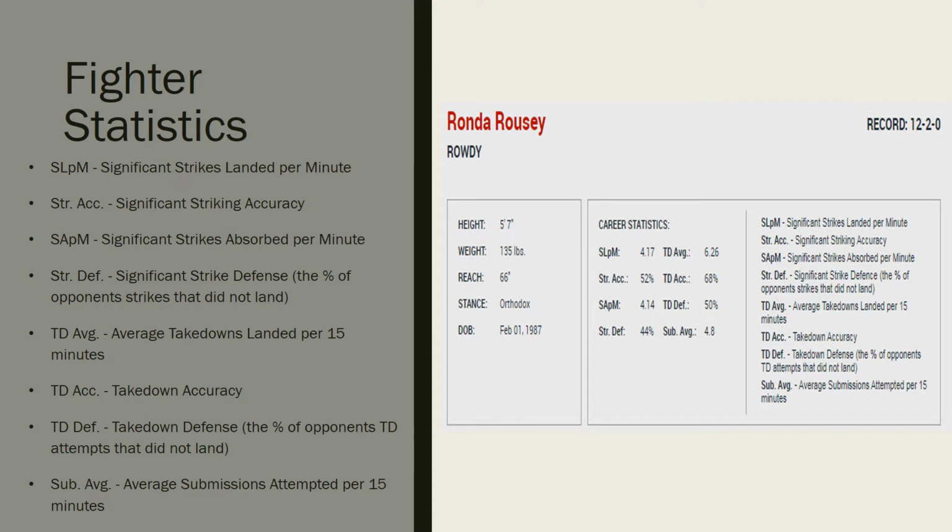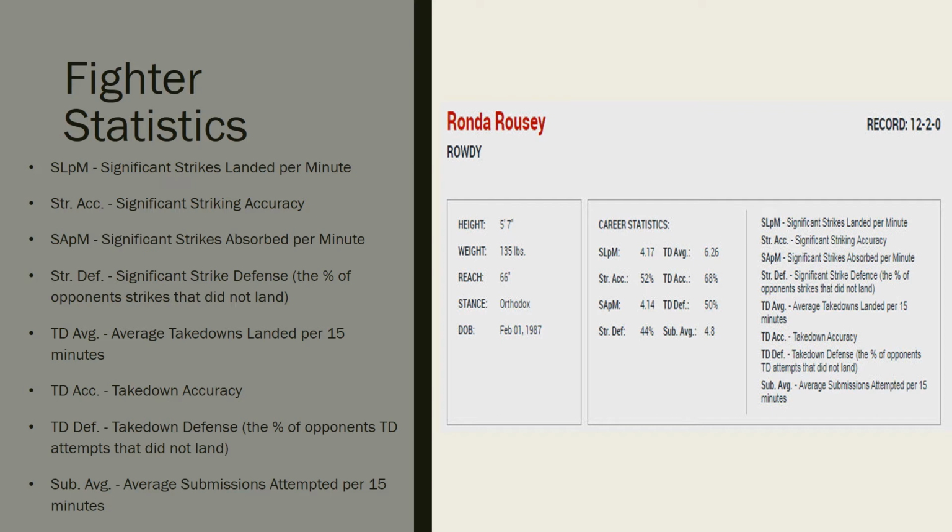Soon after the big increase in 2005, statisticians began to compile fighter statistics, which allowed fans, agents, and managers to know exactly how good their fighter was, what their strong suits were, and also allowed them to know their chances of winning fights against other fighters.